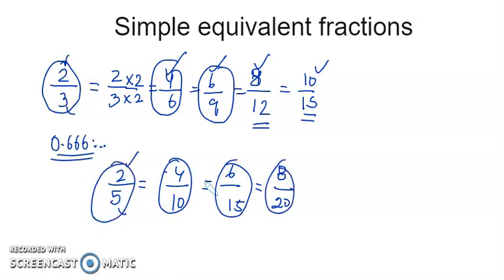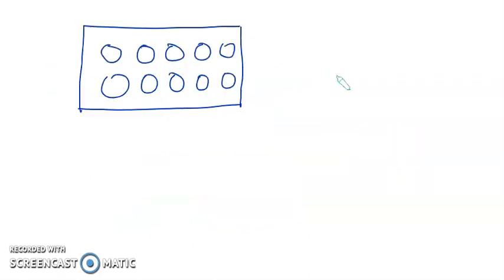I hope you learned how to find the equivalent fraction. Now the question is, how many equivalent fractions can a fraction have? The answer would be, a fraction can have an infinite number of equivalent fractions. Infinite, because the numbers are infinite, so you keep multiplying by any number and it will not end.